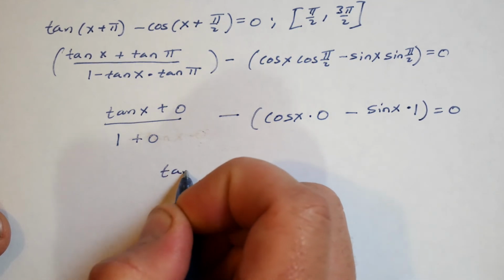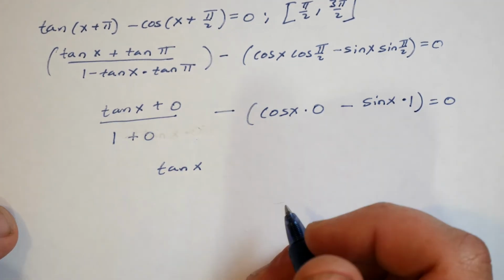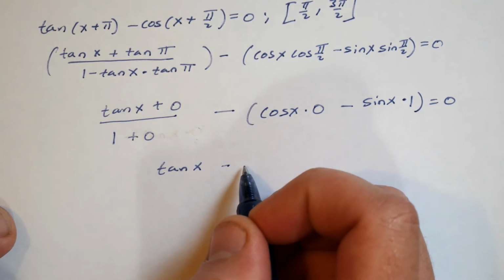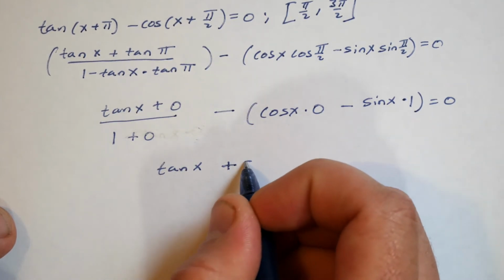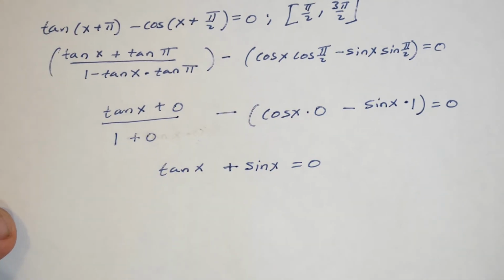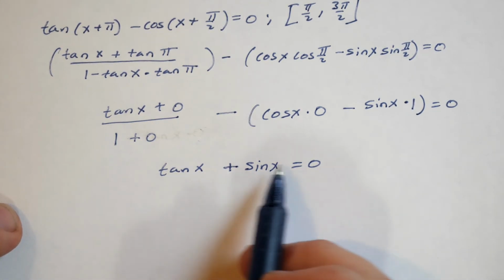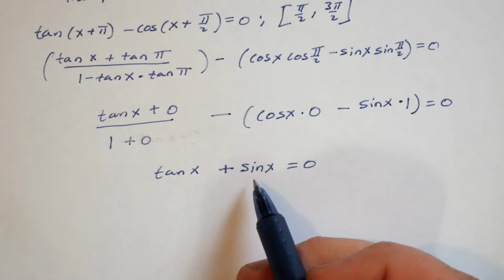Alright, so we just get tangent of x. And then what do we have? So we have tangent of x minus, or actually, that minus is going to make that plus. So it's going to be plus sine of x equals 0. So now what do we do? We still have to simplify this. How am I supposed to solve for x here?